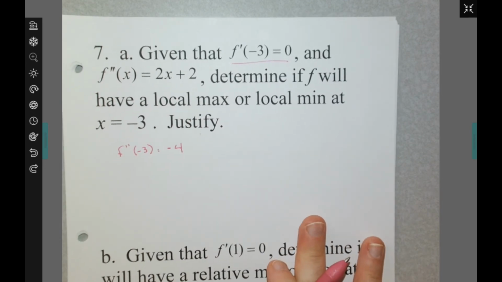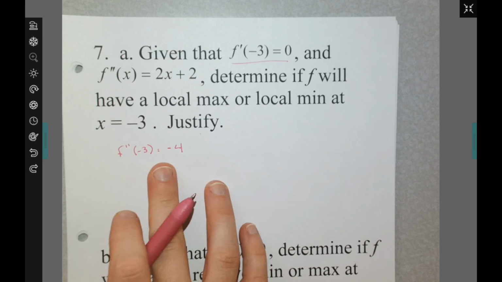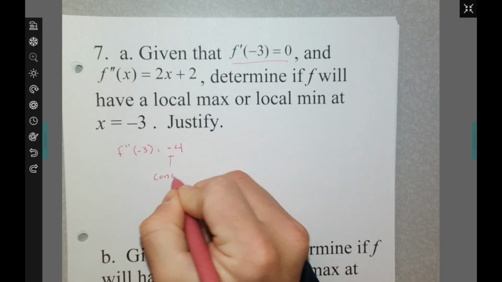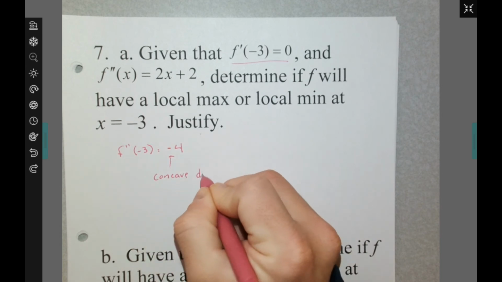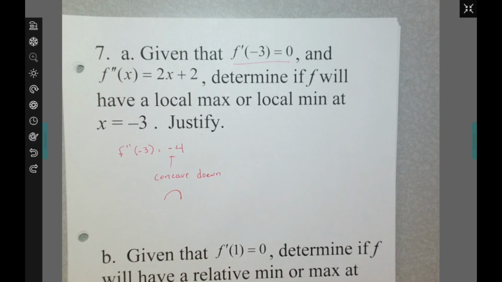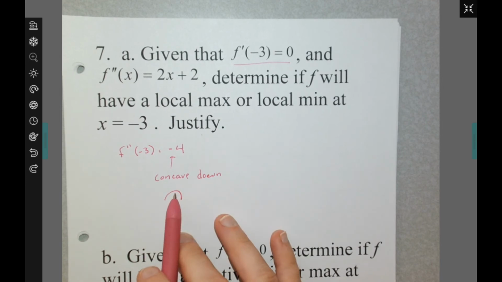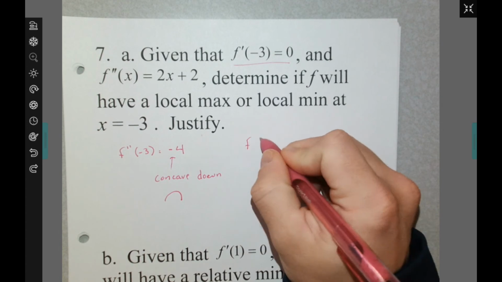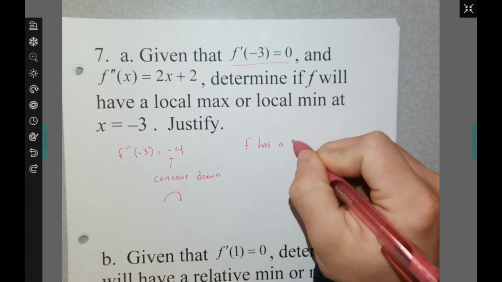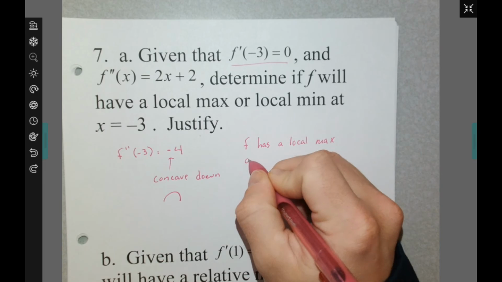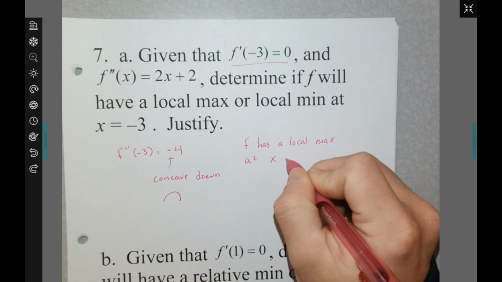Think about what the second derivative tells us. It tells us concavity. If it's negative, that tells me we have concave down, which means the function's opening down. So think about it: if the function's opening down, we're going to have a high point. That means we're going to have a max. Writing this out, we're going to say f has a local max at x equals negative 3.